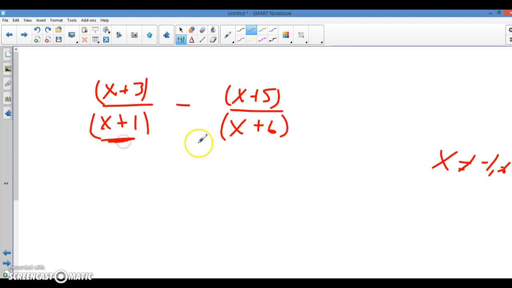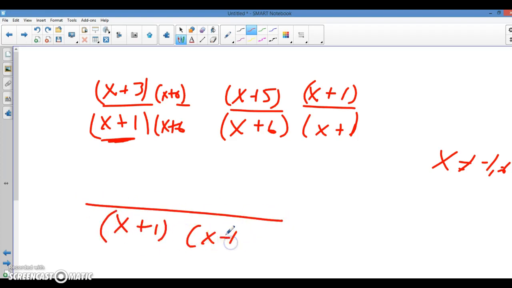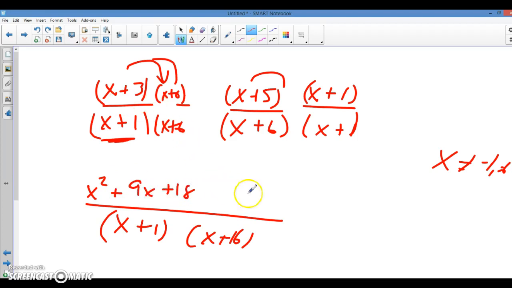So for example, I have x plus 1 here. I don't have x plus 1 on this side, so I multiply this by x plus 1. And if I multiply the bottom by x plus 1, I have to multiply the top by x plus 1. And then here I have an x plus 1, so I need x plus 6 on the top and the bottom. All of this is going to be over x plus 1 times x plus 6, so the denominator stays the same. Then you'll FOIL this out and FOIL this out, and then add and subtract them. So this is x squared plus 6x plus 3x, which is plus 9x, plus 18. So that's just FOILing.